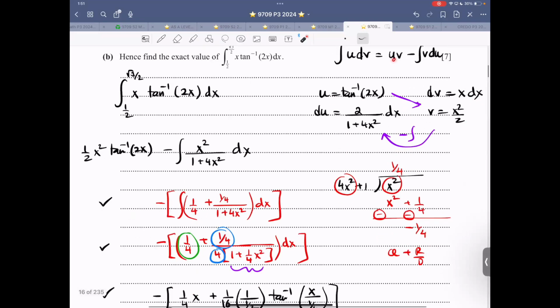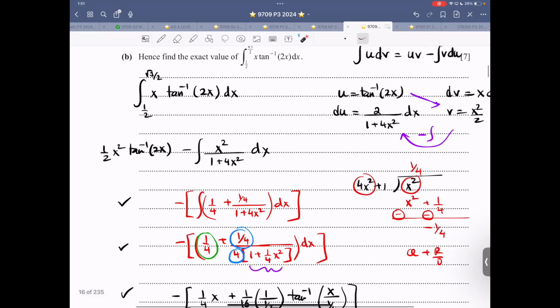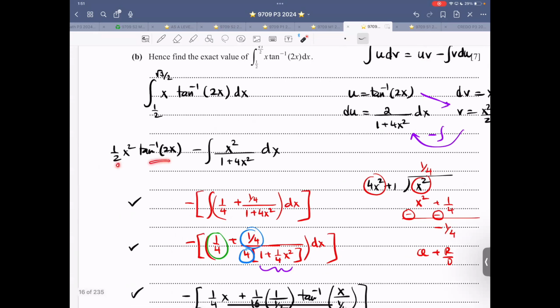Apply the formula u v minus integral v du. So this is u, this is v, this is minus, this is integral, this is v, this is du. It's not over yet. When you multiply it out, now the difficult part starts. This is u v minus integral v du. Now, how would you solve this?